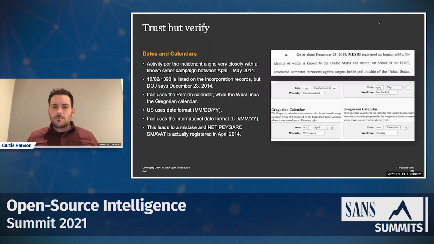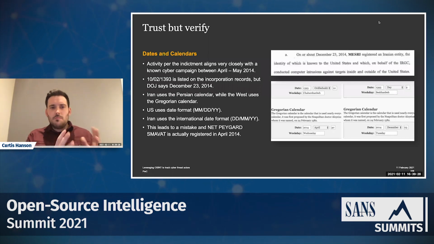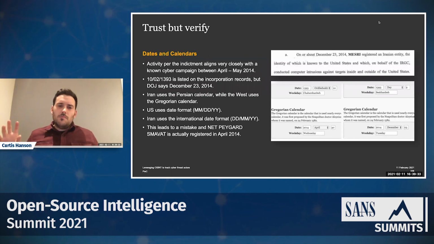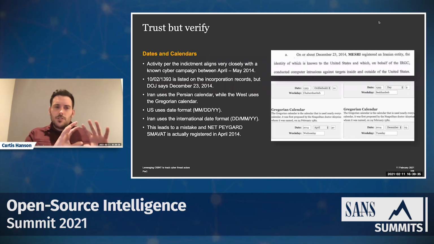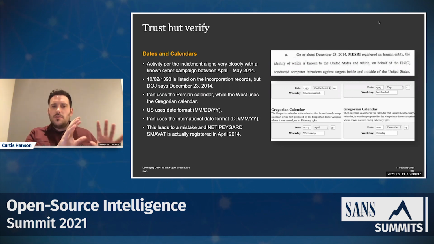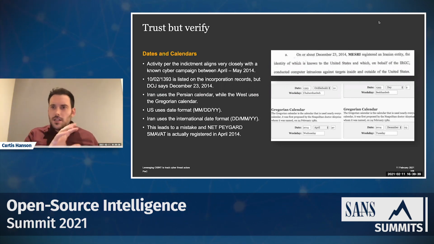Huge gap. So if you make this sort of course correction, knowing now that it should be day first instead of month, you find that NetPegard Samivat was actually registered in April 2014. And this directly aligns with what I had previously pegged as this campaign. So, at the end of this, I get to assess, Behzad Mesri is likely a part of this Charming Kitten group at the time of April and May 2014, conducting this espionage activity.